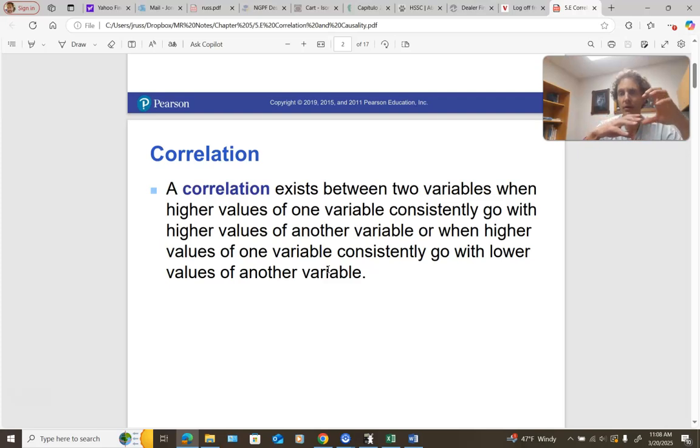So if the values of one variable tend to increase, then we may also see a corresponding increase in the values of that second variable. Or, conversely, higher values in one variable may correlate or correspond to lower values in that second variable, or vice versa. Okay?